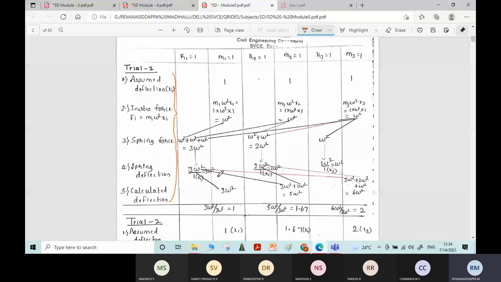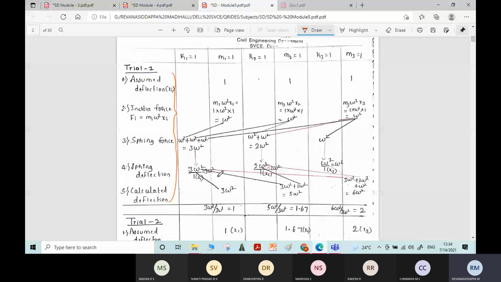For mass 2, we assume unit deflection, so we will get omega square. Then for mass 3, again substitute 1, and we will get omega square. This is the second step. First, we assume unit deflection 1, 1, 1 for all the masses. In the next step, we calculate the inertia force for the masses. Third step, calculating the spring force.